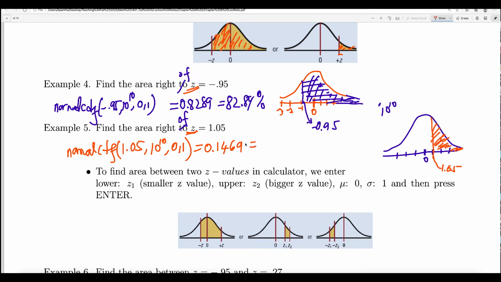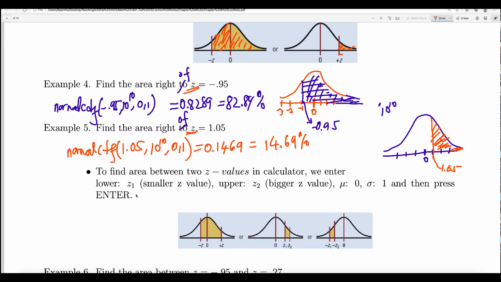Remember that if you are finding the area under a normal curve, you round to 4 decimals. That means you round to the 4th decimal, so that will be 14.69%. That is the area right of 1.05.